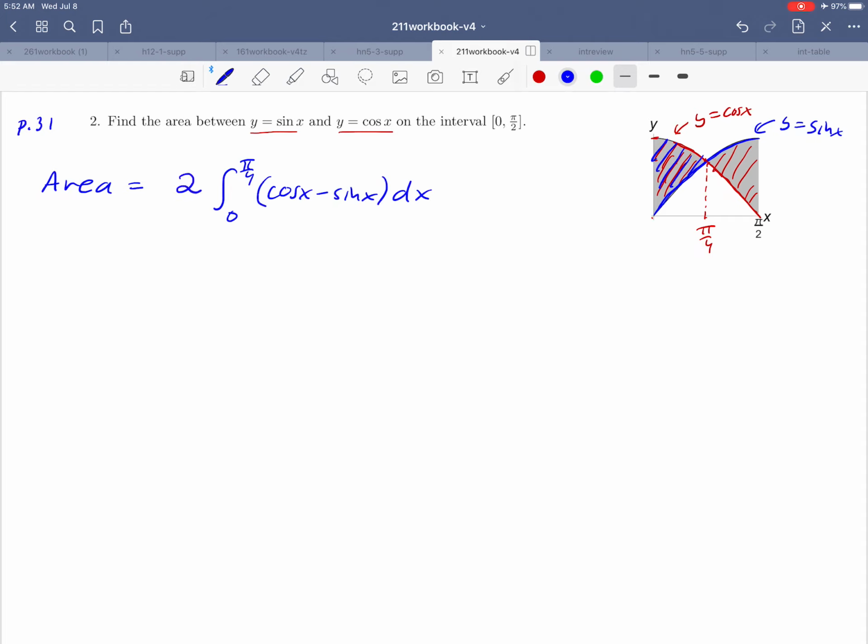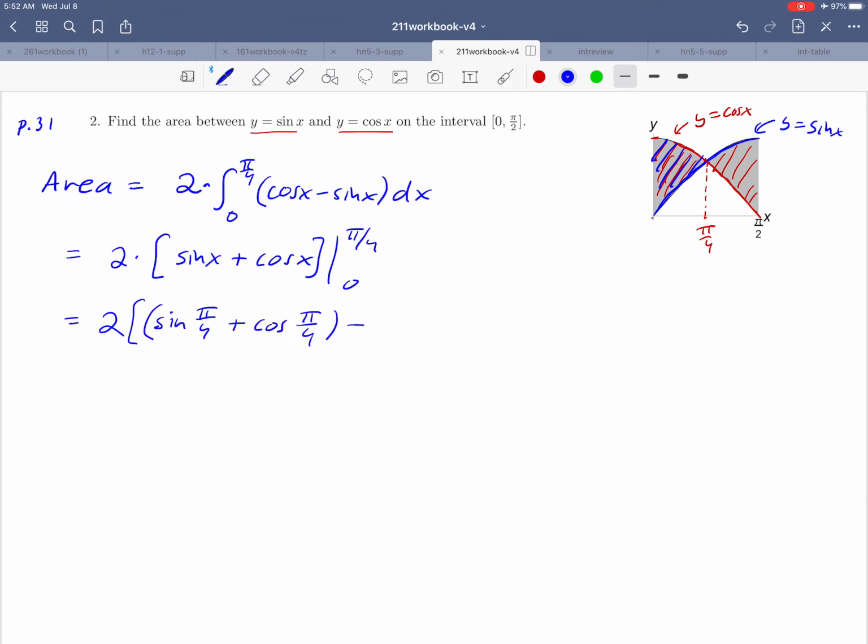So we need an antiderivative for cosine of x. That's going to be sine of x. And then minus the antiderivative of sine of x, which is negative cosine of x. We're going to get a minus a negative, which gives us a plus after taking that antiderivative. And we're going to evaluate between pi over 4 and 0. So if we plug in our upper limit, we are going to get sine of pi over 4 plus cosine of pi over 4, minus the lower limit, sine of 0 plus cosine of 0.